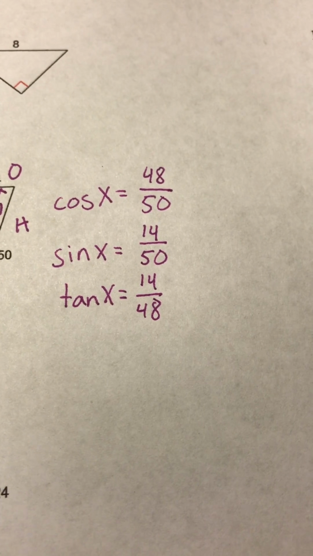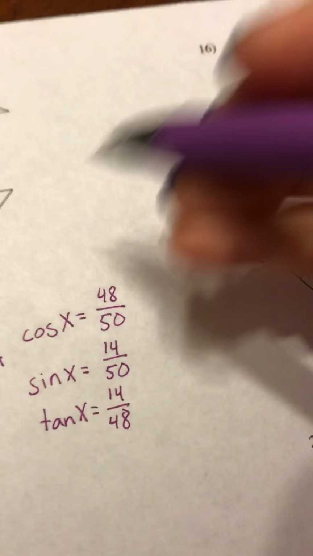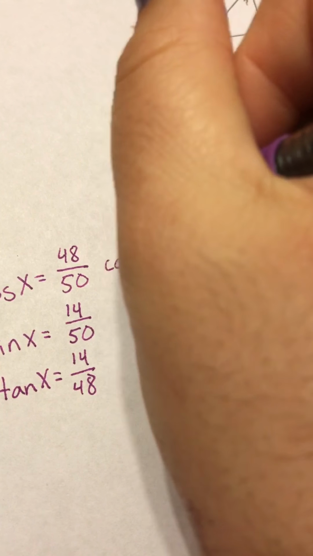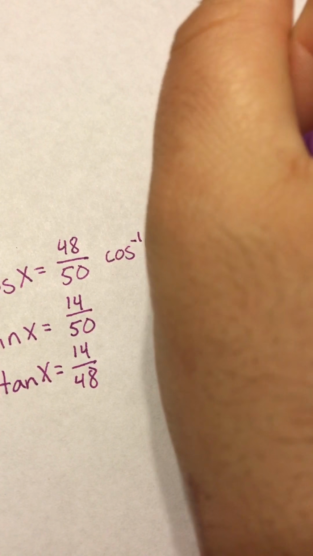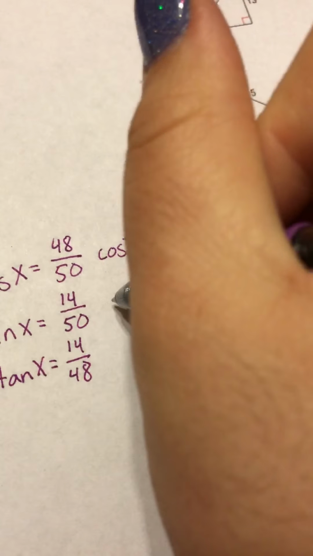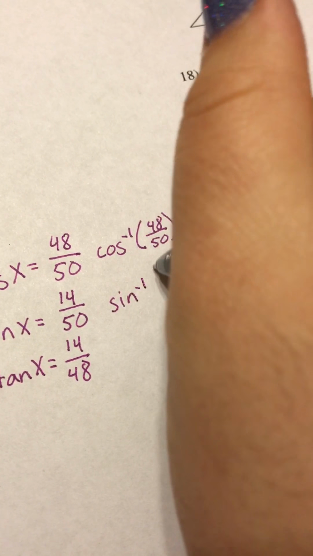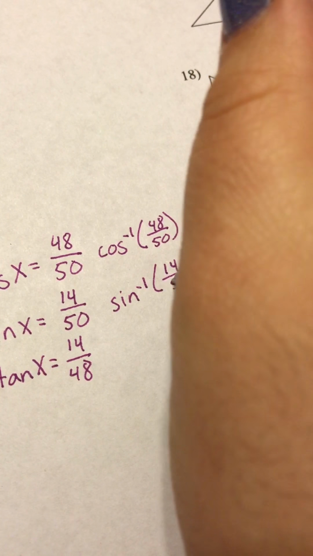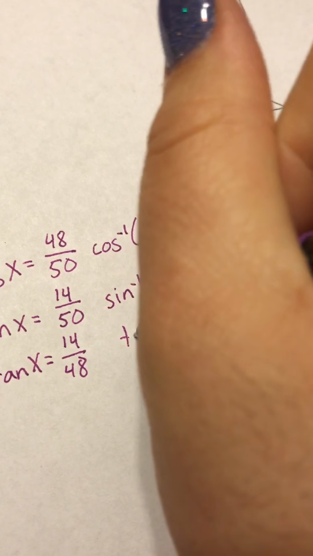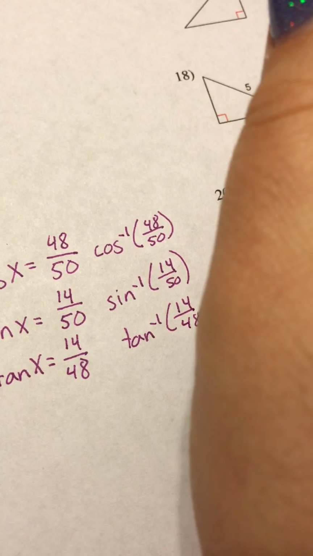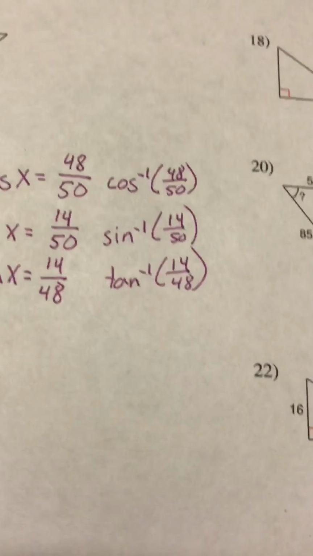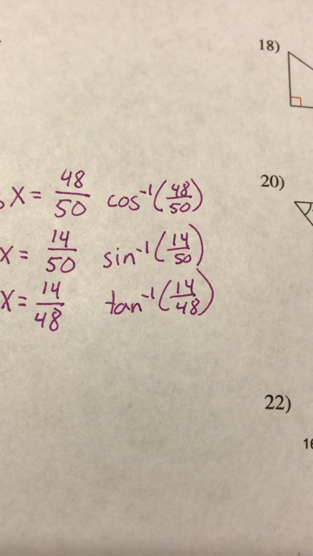Okay? So to put that in your calculator, for any of those, you're just going to do the inverse. So cosine to the negative 1 is 48 over 50. Or sine to the negative 1 is 14 over 50. Or tangent to the negative 1 is 14 over 48. Put any of those in your calculator and you should get the right answer.